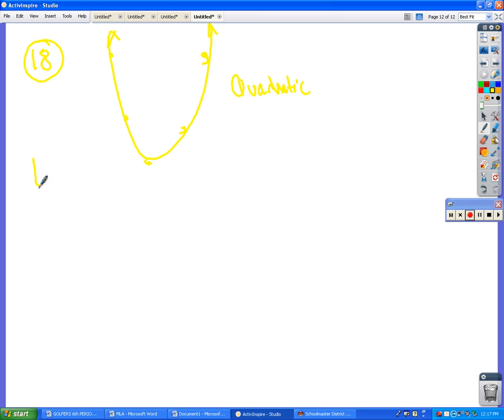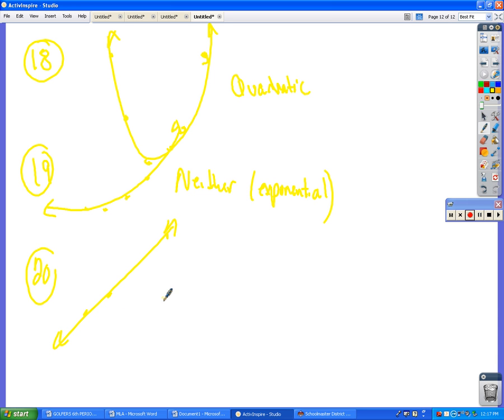Okay? Number 19, the dots are going up, and they do not come back down, so that one is neither. If you're curious, that's an example of what's called an exponential function, but neither is fine. And then 20, since the dots are all in a nice straight line, that is linear.